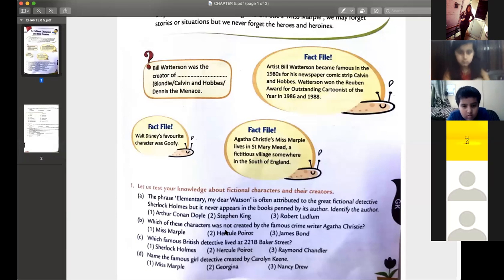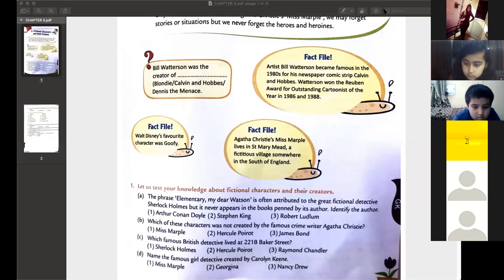Which of these characters was not created by the famous crime writer Agatha Christie? Which was not created by her?